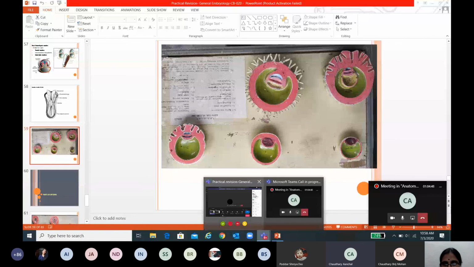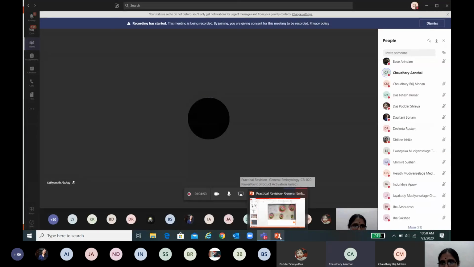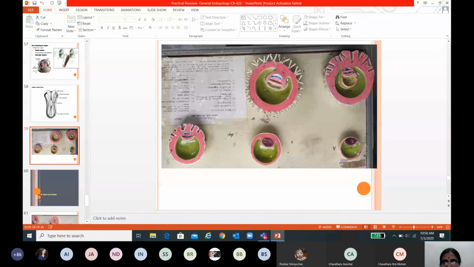Okay, they all are confused. Rustam, are you there? Yes, ma'am. Rustam, what is number 14? Ma'am, connecting stalk. So Achal, this is the connecting stalk. The fate of the connecting stalk is the umbilical cord. Very easy question, very easy answer. You can get good marks in the spotter exam.